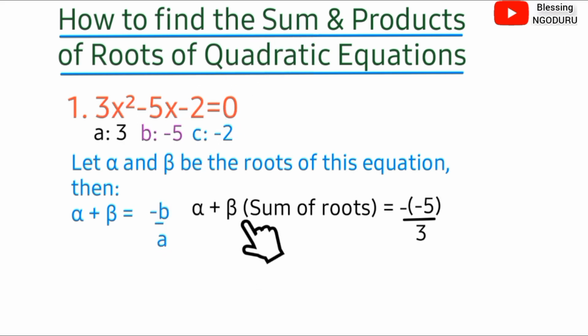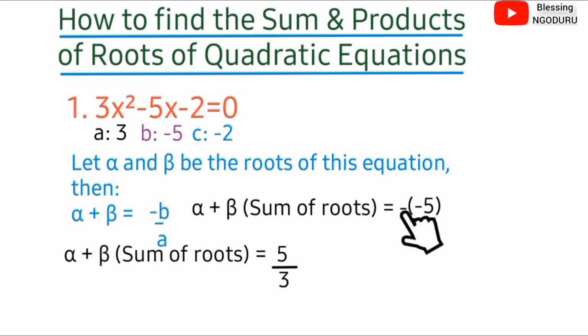Since we said the formula for calculating the sum of roots of this equation is -b over A, so sum of roots equals minus, and our B value is -5 divided by A, and our A value is 3. Minus times minus gives plus, so we have +5 here over 3. Therefore, the sum of roots of this equation being alpha plus beta is equal to 5 over 3.